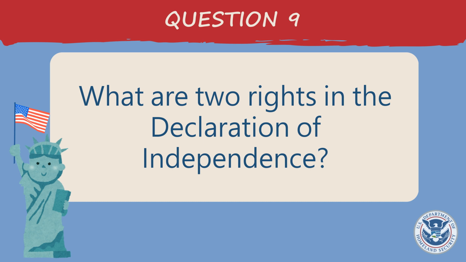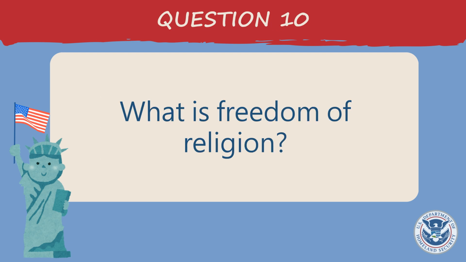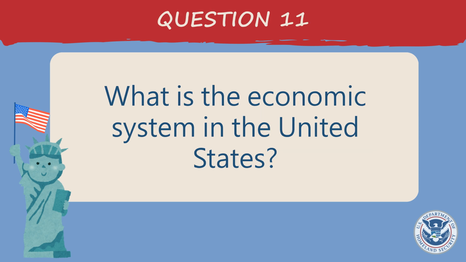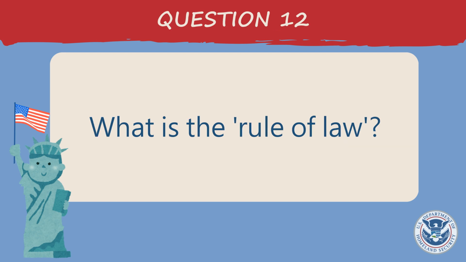What are two rights in the Declaration of Independence? Life, liberty, pursuit of happiness. What is freedom of religion? You can practice any religion or not practice a religion. What is the economic system in the United States? Capitalist economy, market economy.